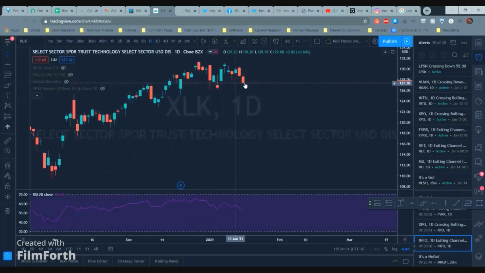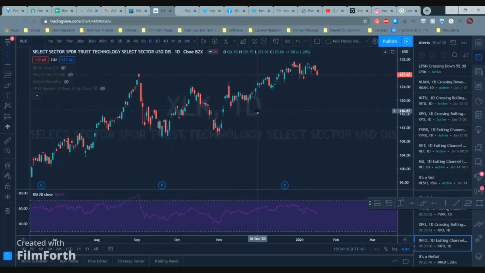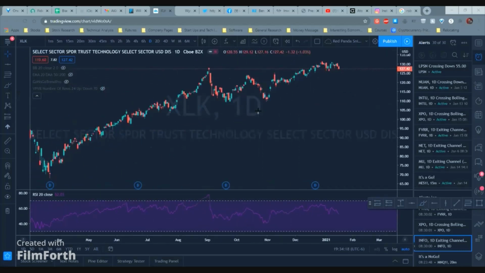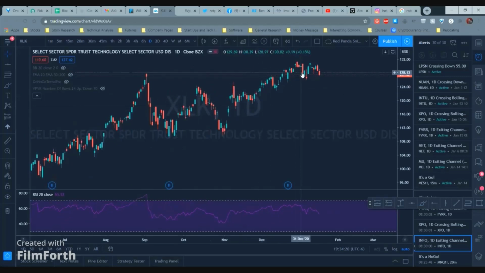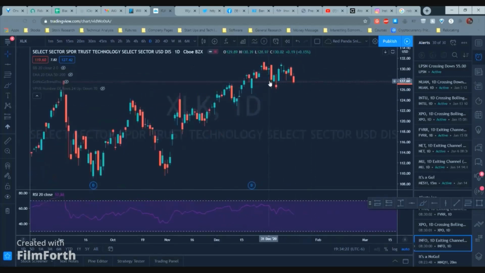XLK. So XLK is actually not bad. This does not... this looks like a sell though right here, honestly. What do you think? In this area right here.